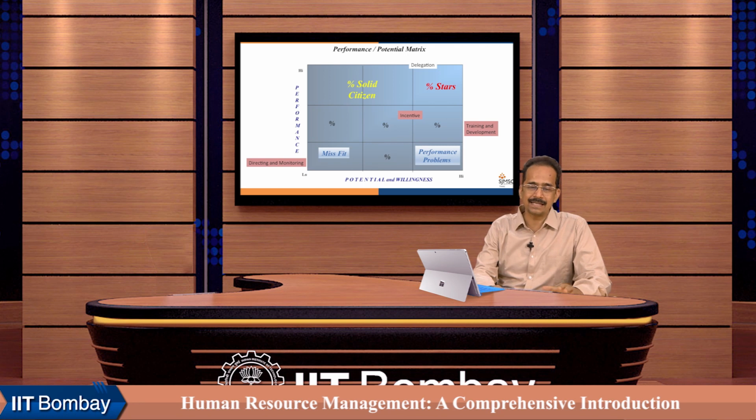Then there is a last category, which is low on potential and willingness and also low on performance. This category is called misfit. This pool of talent is the least engaged pool in any organization.